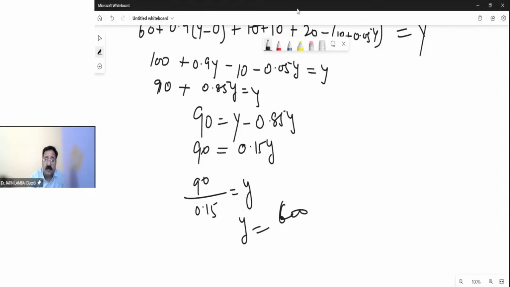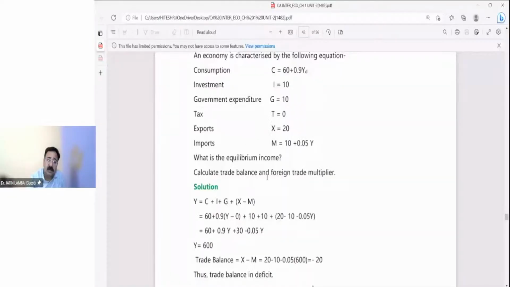What is the second part of the question of the illustration? Second part is to calculate the trade balance and foreign trade multiplier. Right, so trade balance is net export.